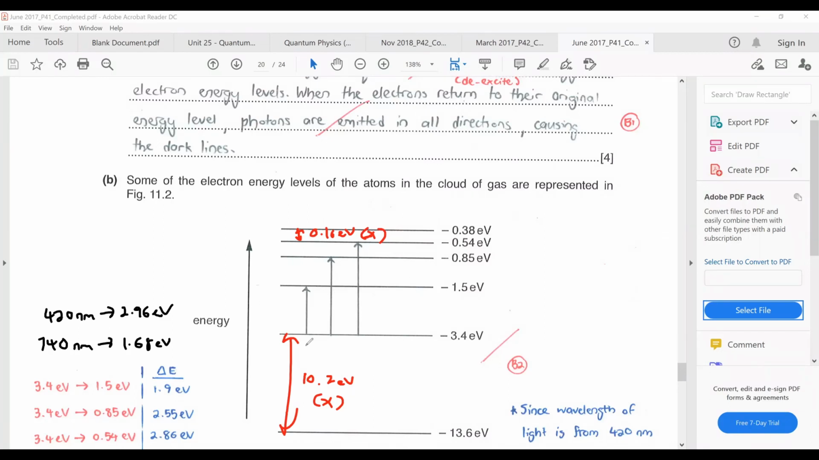And then you see, look. If I consider this one I will get 1.9 eV. This one I'll get 2.55. This one I'll get 2.86. Now I will not consider this because you see 1.5 minus 0.54 is 0.96 eV. This one is again out of range, so it is out. So only this one is in. Okay, these are the possible photon energies that were absorbed and were re-emitted in different directions.